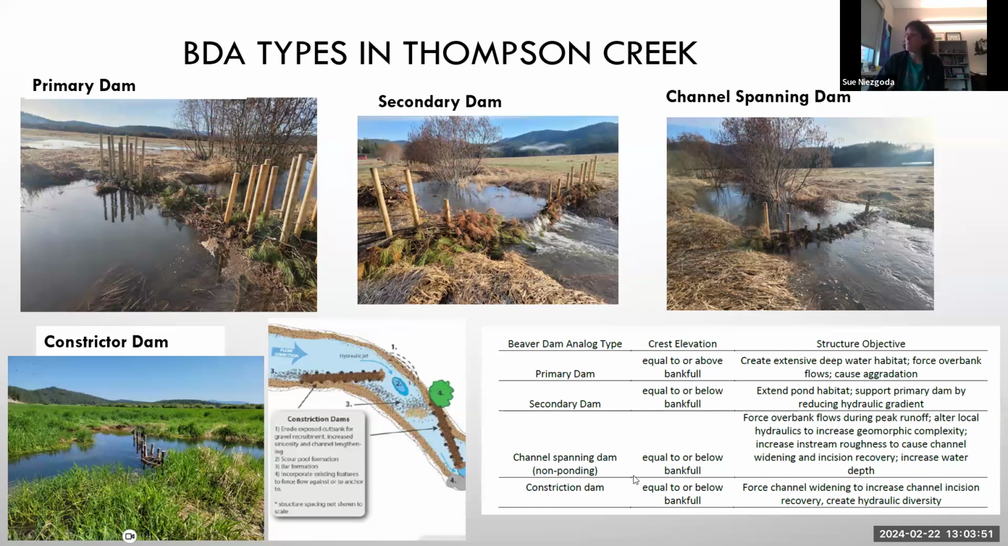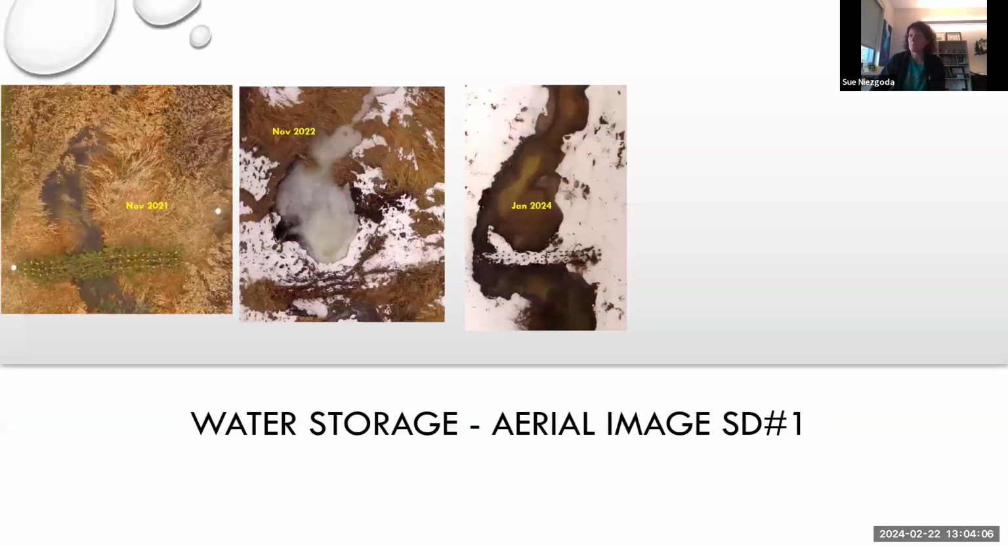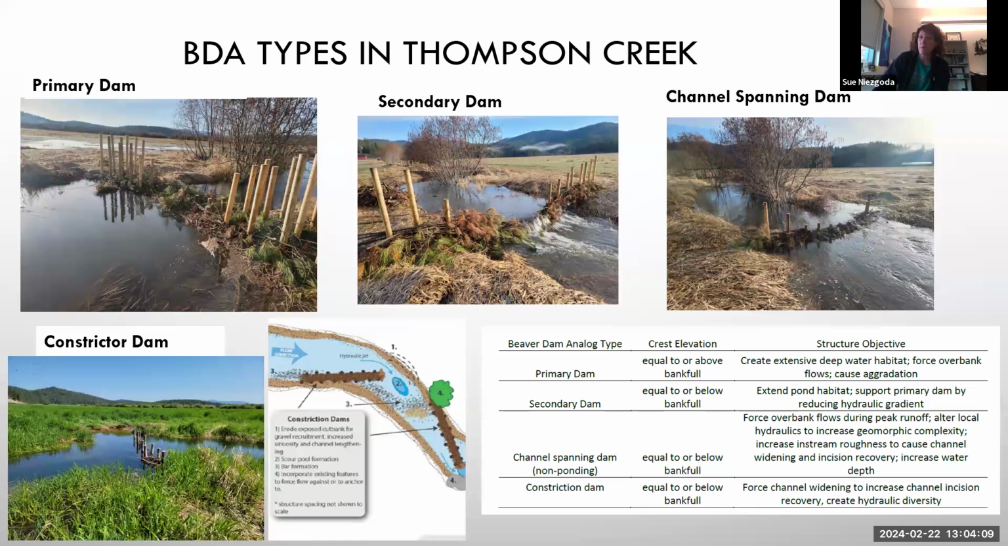So we are trying to use that kind of information to help locate where some of these different structure types should go. But you can see that the different structure types have different objectives and functions, and based on your overall goals and objectives for the project, you would choose these different ones and also put them in series and change a variety of the complex along the way, right? So of the 18 structures, we have three complexes of a starter dam and two secondary dams, a variety of the channel spanning dams mixed in between. And then we had three constrictor dams that were put into this reach as well.